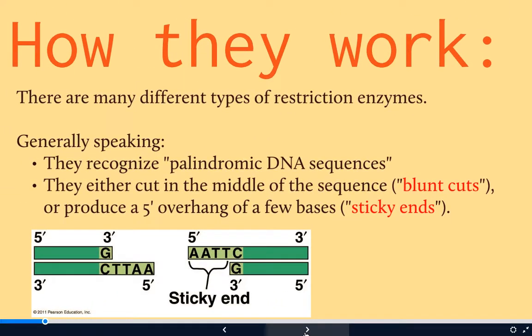All right, so there are many types of restriction enzymes. So generally speaking, they recognize what's called a palindromic DNA sequence, right, or repeating DNA sequence. They can either cut in the middle of the sequence, so that would be a blunt cut, straight down through, or they can produce a 5' overhang of a few bases, and that's the sticky ends. And if we're going to do some biotech and we're going to create new DNA from two different species with recombinant DNA, it's the sticky ends that we actually want.